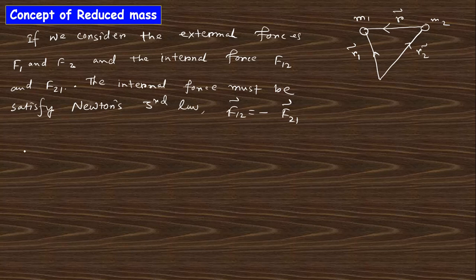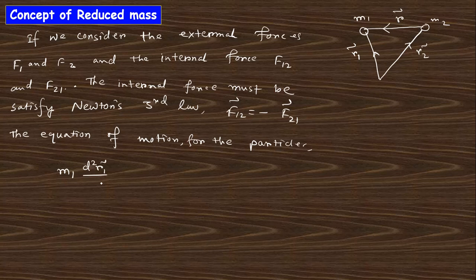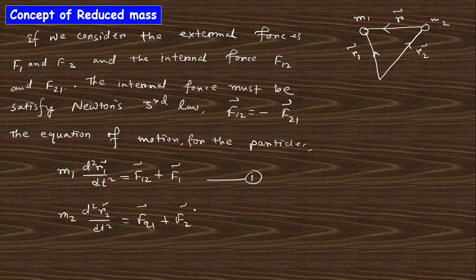So if you want to write down the equation of motion for the particles, what will it be? For the first one, m1 d2 r1 by dt square equals F12 plus F1, and for particle 2, m2 d2 r2 by dt square equals F21 plus F2, okay.